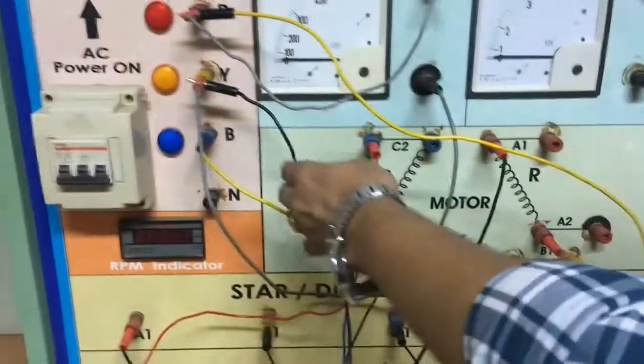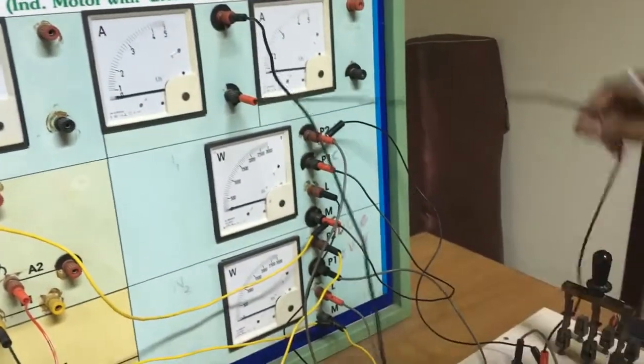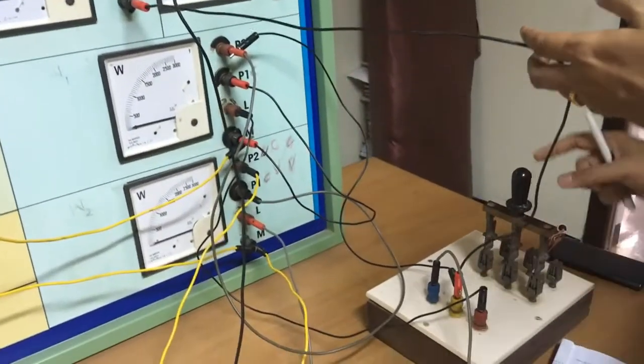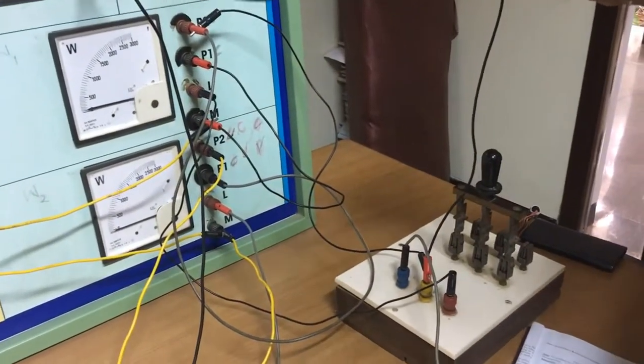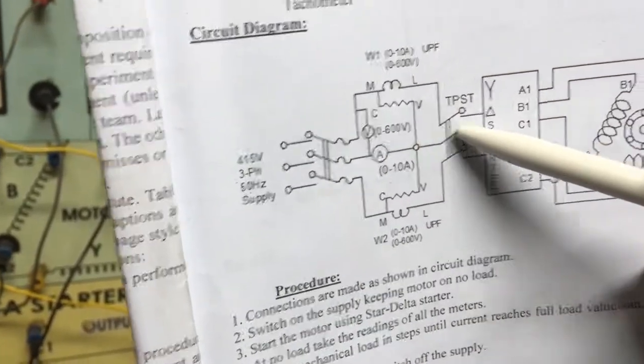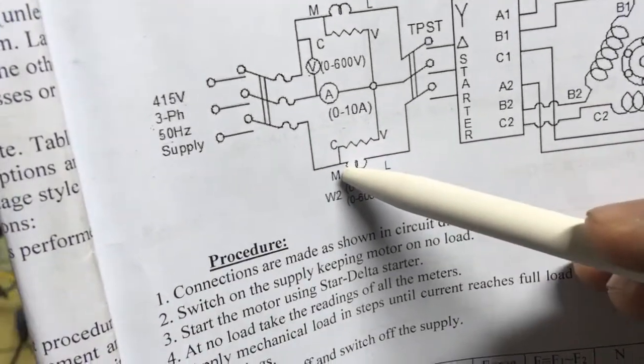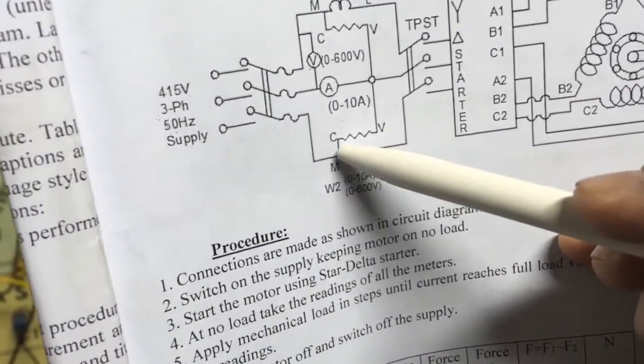Then from Y phase, it is connected to the line emitter. Line emitter is connected to the Y phase of the starter terminal. Then B phase: you can observe Y is connected to the emitter, and emitter is connected to Y phase of the starter.